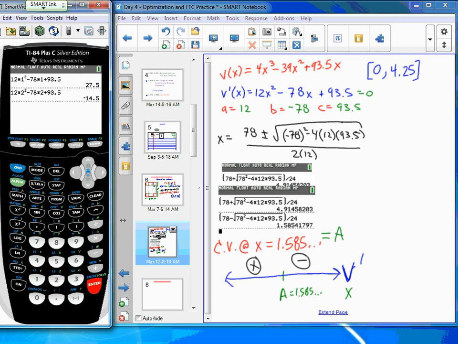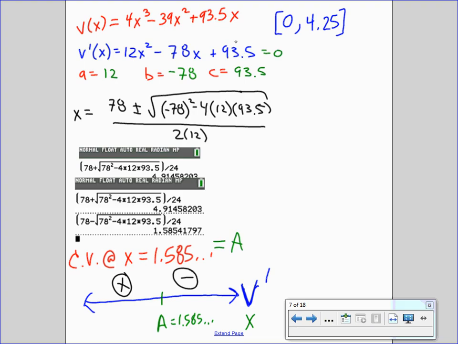Recall, if we have a closed interval, we don't have to do that B prime number line, but I'm going to do it because I want to be confident that I found the maximum value. That increasing then decreasing behavior by V, as evidenced by my V prime number line switching from positive to negative, makes me feel more confident in my answer. All right, so let's go ahead and do it.